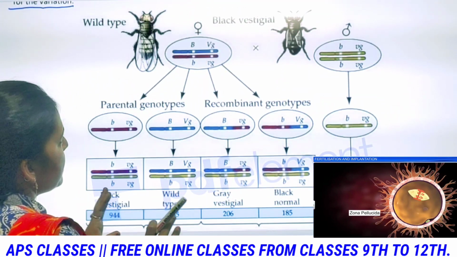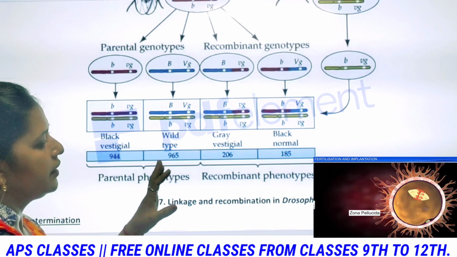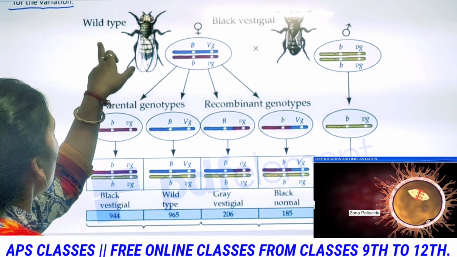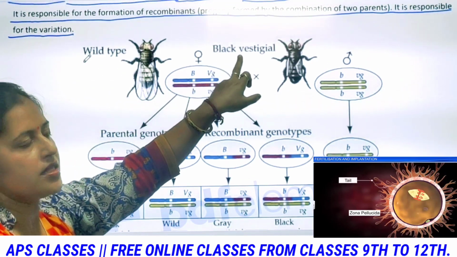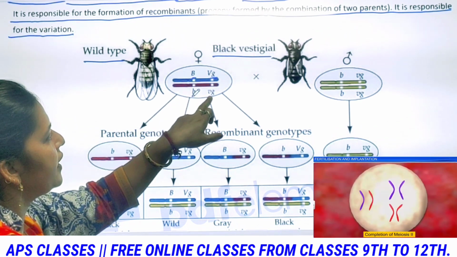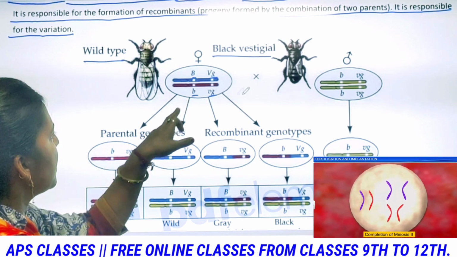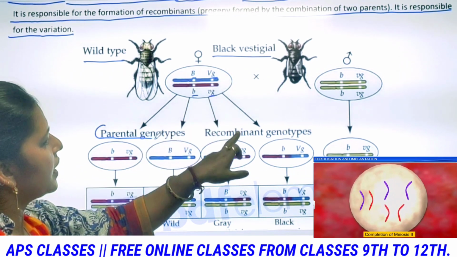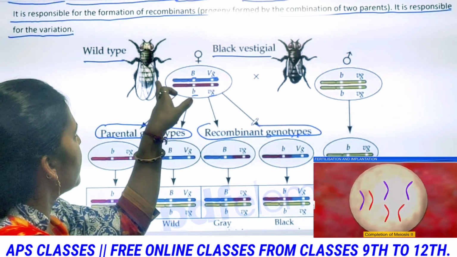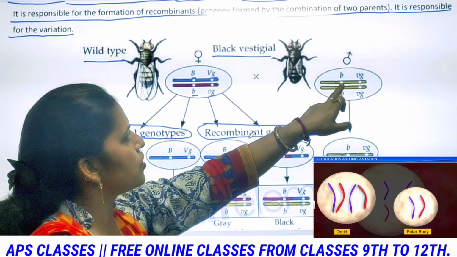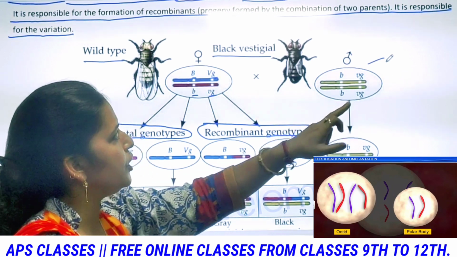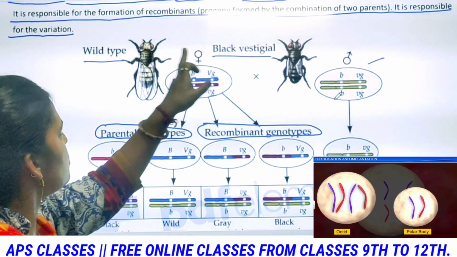So this is the diagrammatic representation of the variation, with the wild type and the black vestigial. That is capital B, capital Vg, and small b, small vg. When we cross them, these are the parental genotypes and these are the recombinant genotypes. These are the characters of the wild type and these are the characters of the black vestigial.